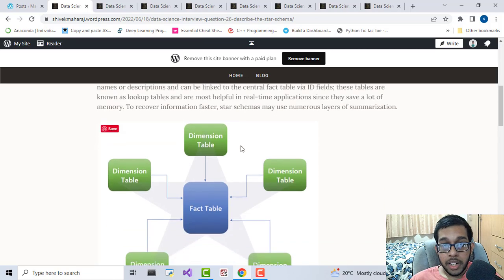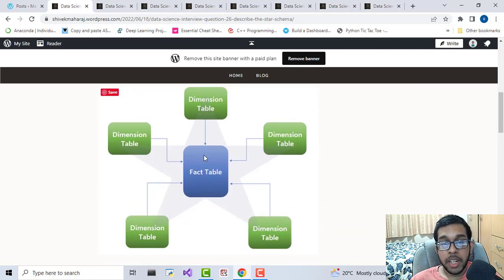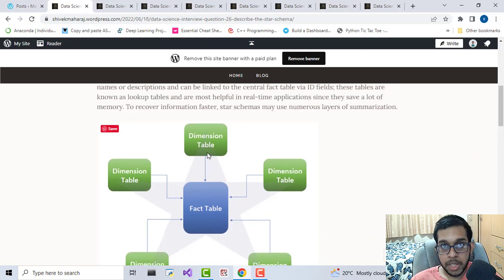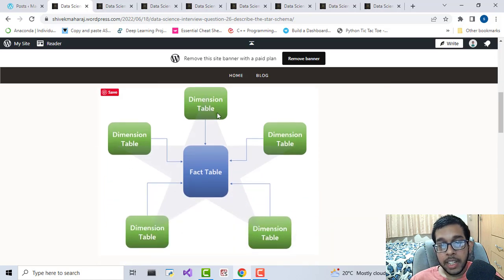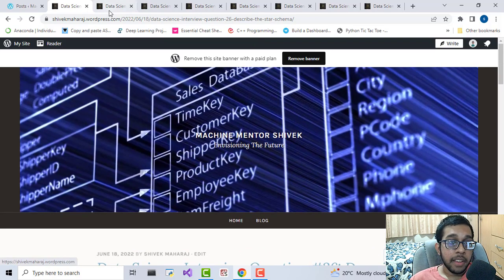In the star schema, you should know the central table is the primary table, the main table, and it is called a fact table, the central fact table. The tables that reference the primary table are known as satellite tables, because they are scattered in a kind of orbit around the central fact table. You can also call them lookup tables. So that's what we have there.